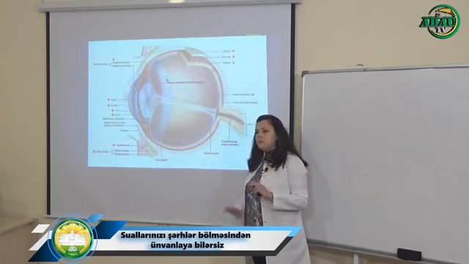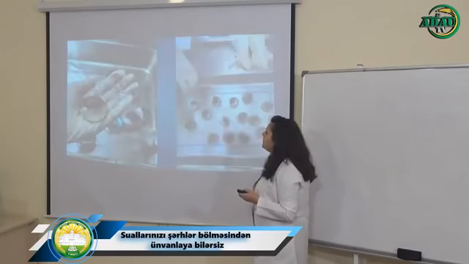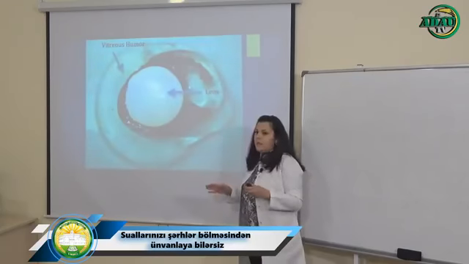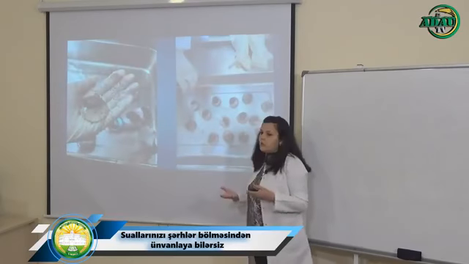And remember, this channel is absent in the horse. So here you can see that all of these organs which I showed you can be easily found during the dissection of the eyeball.